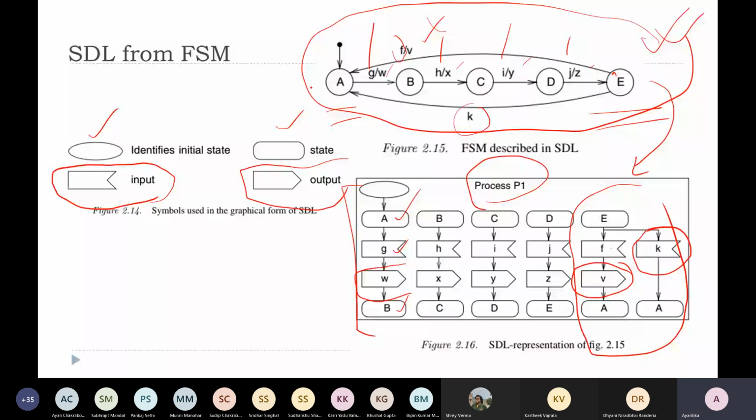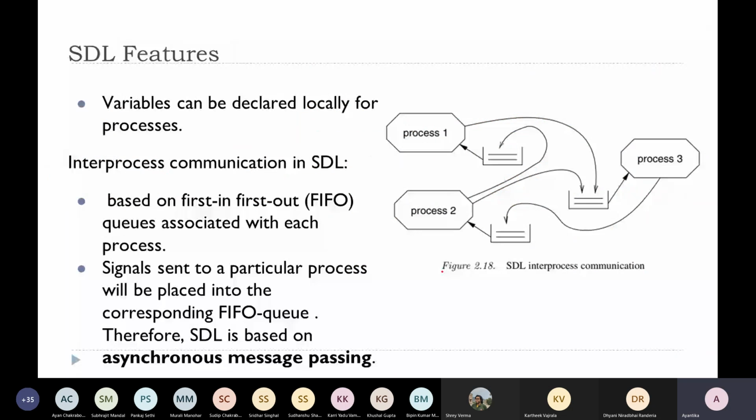But the difference lies here in this SDL inter-process communication. This is the main difference between SDL and FSM based state chart. There we remember we talked about shared memory. Here we are talking about the queue concept. Queue means that it works on first in first out mode.